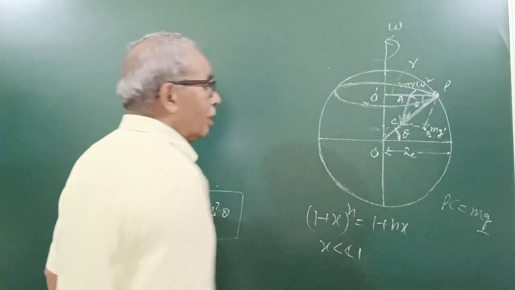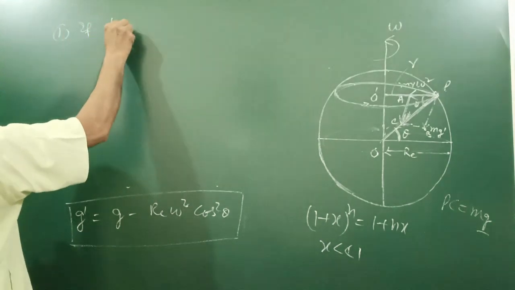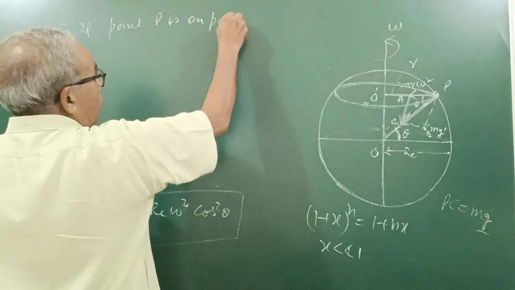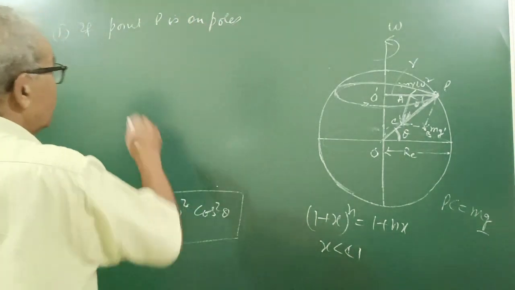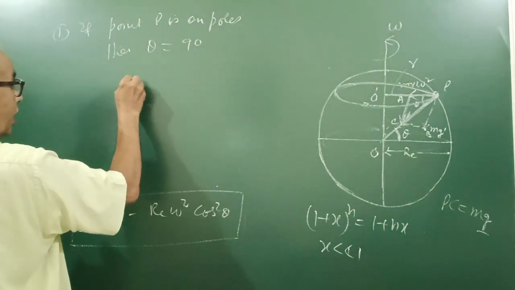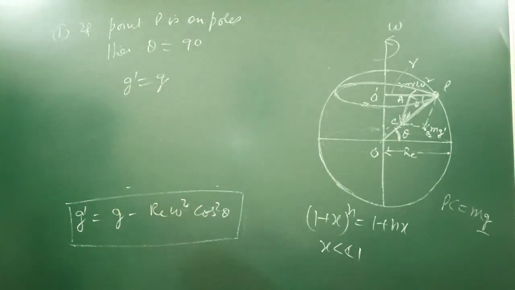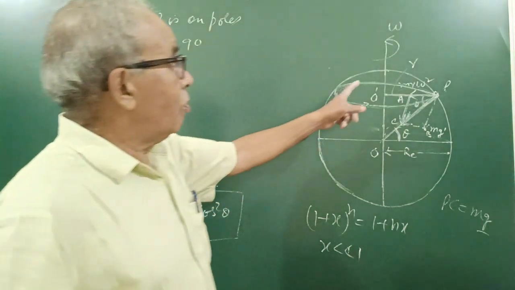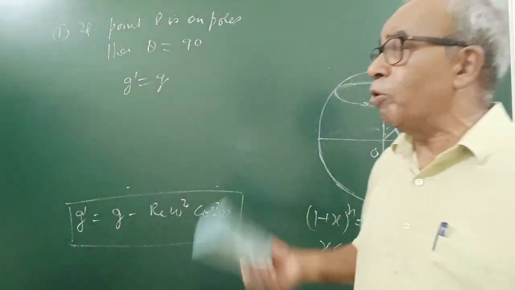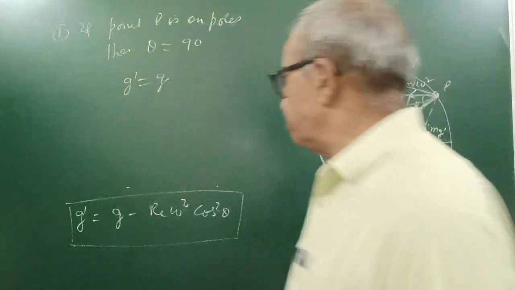Theta is the angle of latitude. Now number 1, if point P is on the poles, then theta is 90. So g dash equals g cos 90, which is 0, so g dash equals g. So the value of g does not change due to rotational motion, nor due to the shape of earth, at the poles. So at the pole it is again maximum.